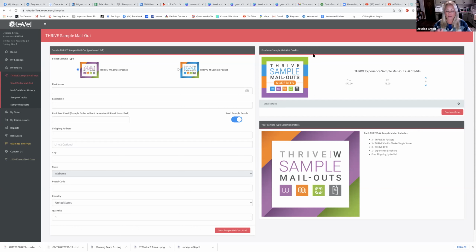The other time I use the sample mailout system, and it's very important to note this, is when I'm traveling. I always stock up on some sample mailout credits, and I can stock up even when I'm on the go. If I'm out of town for 7 days, I do not want somebody waiting 7 days before I can get back and get a sample in the mail. So I use the sample mailout system when I'm traveling too, which is such a huge benefit that we have.